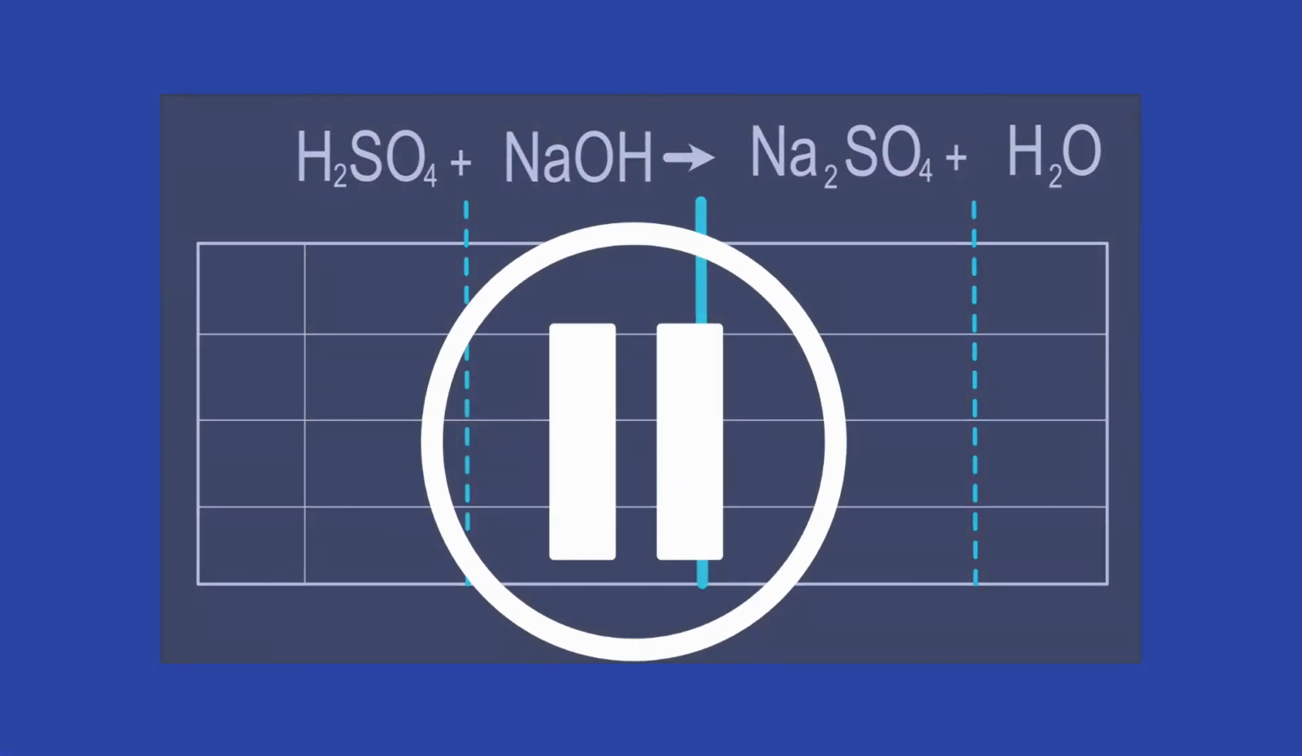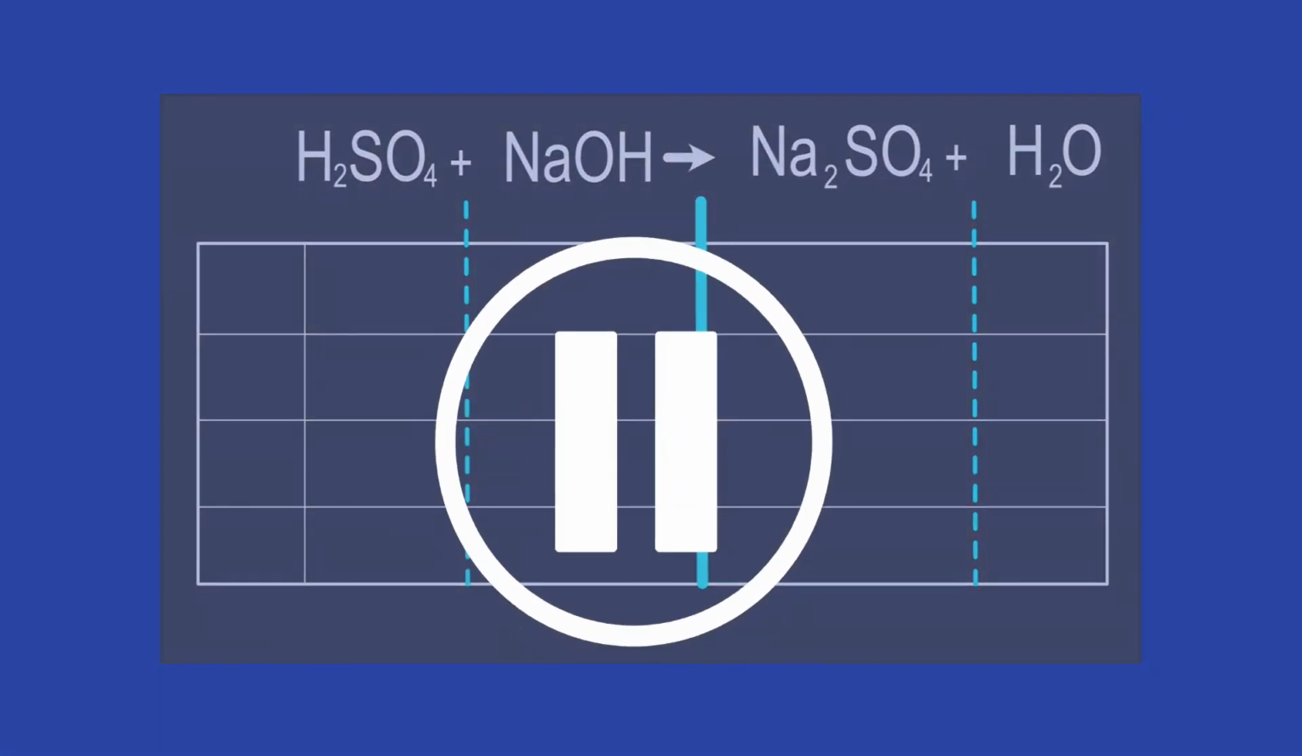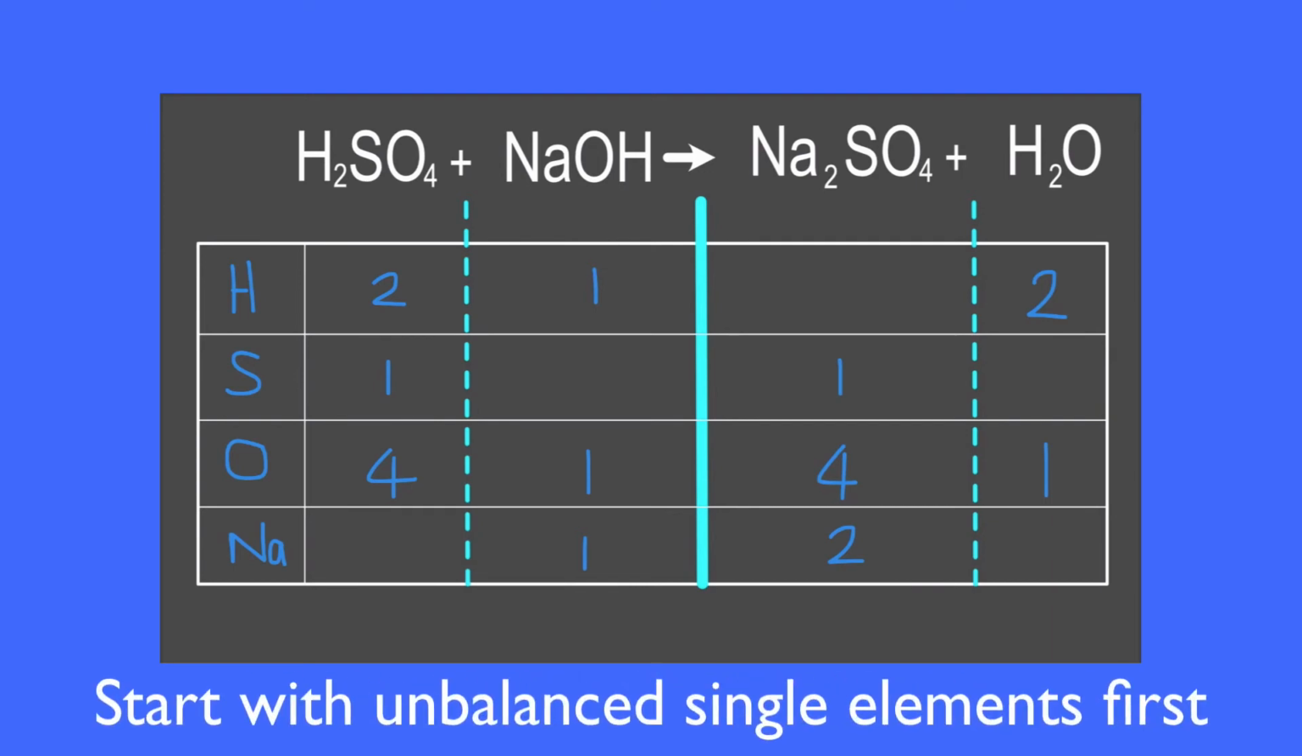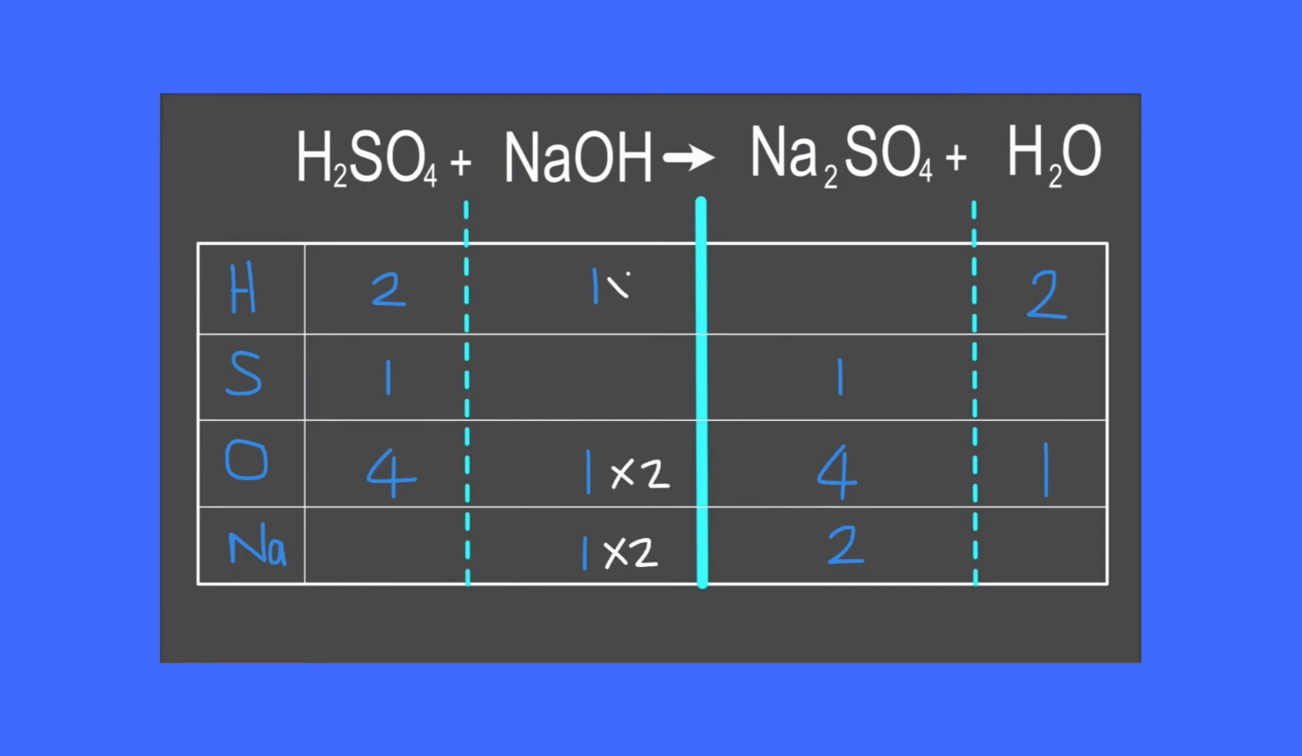Pause the video and first try to balance the reaction yourself. In this neutralization reaction, we have sulfuric acid that reacts with sodium hydroxide. We write down the elements as well as the quantity of each present in the table. For this reaction, we start with the unbalanced single element that occurs in only one of the 2 compounds before and after the arrow. We then multiply the left-hand sodium as well as the column which it is in with 2. If we multiply the water column with 2, our reaction is balanced.